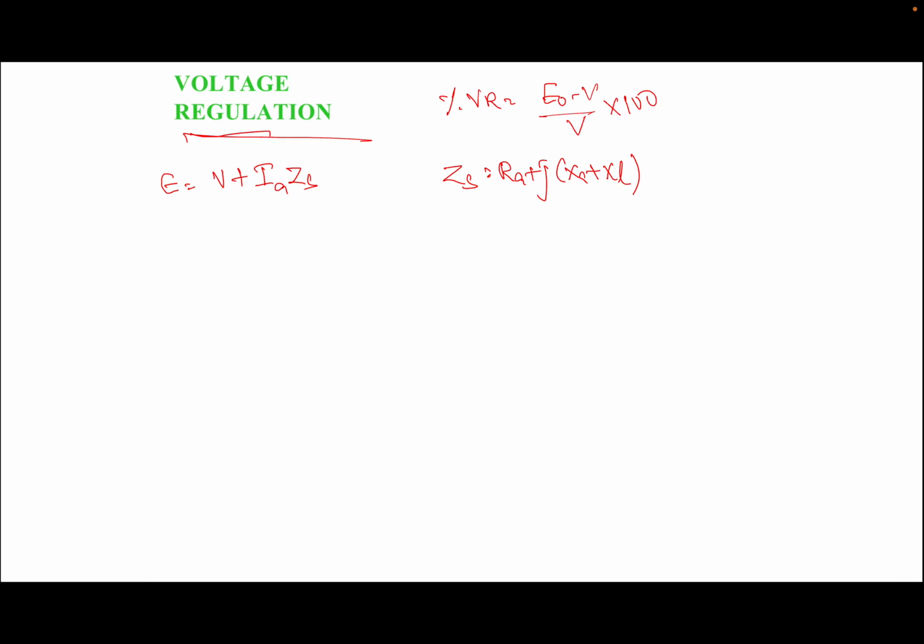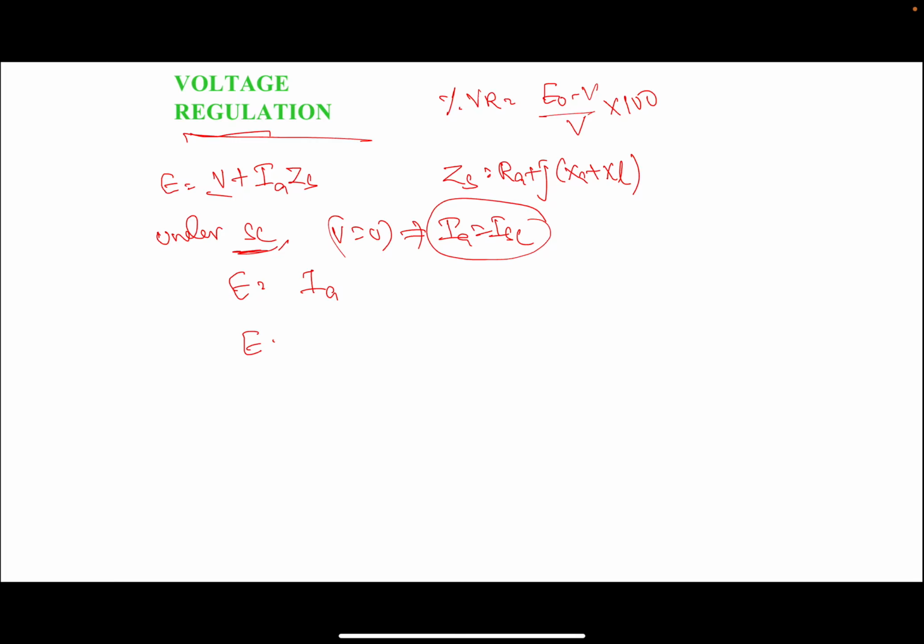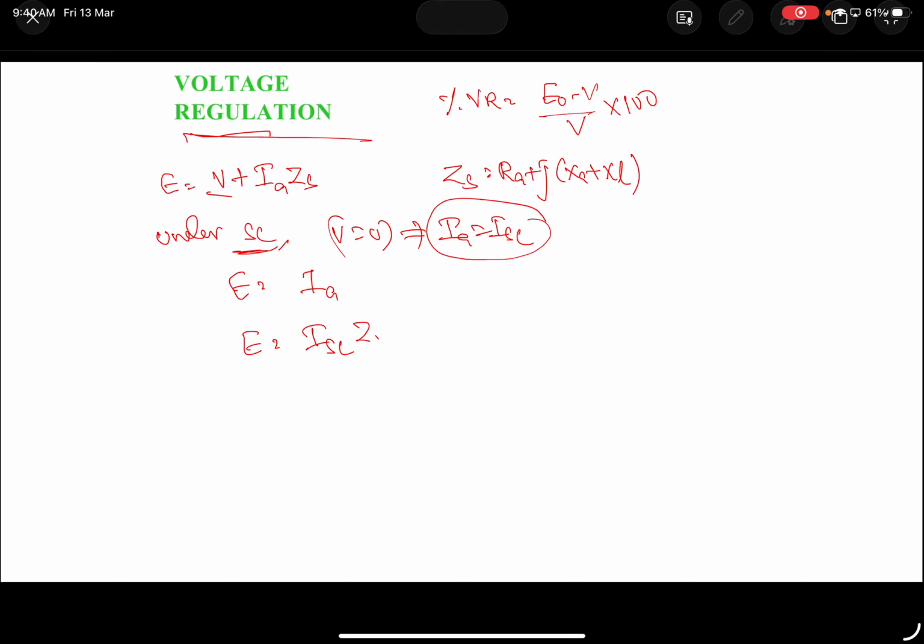Now, under short circuit condition, what happens here? The terminal voltage V will be 0, and IA will be ISC. The IA current will be the short circuit current here. Then the equation changes to E equal to ISC into ZS. So ISC is equal to E by ZS.